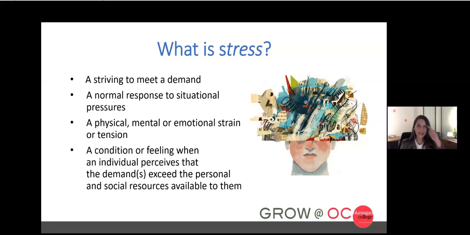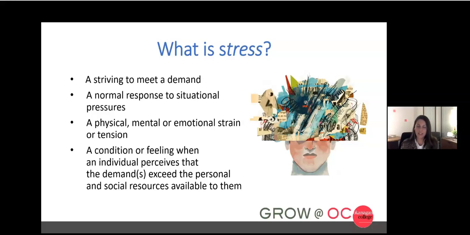So we are going to be looking at stress today. I think this is probably a very familiar term to everyone here, but we're going to be looking at ways to identify our stress and then how do we manage our stress. So let's look at what stress is, first of all. Here's a couple ways to define or to describe stress.